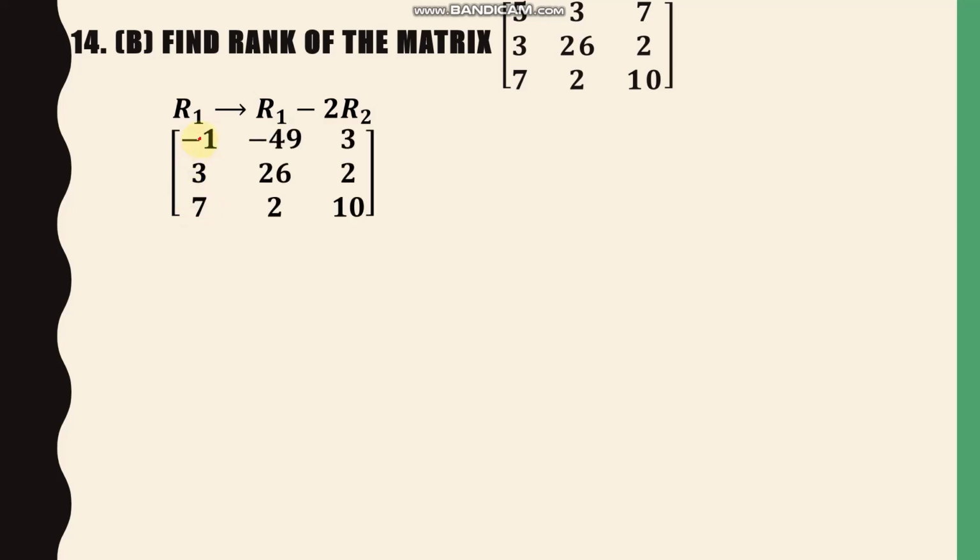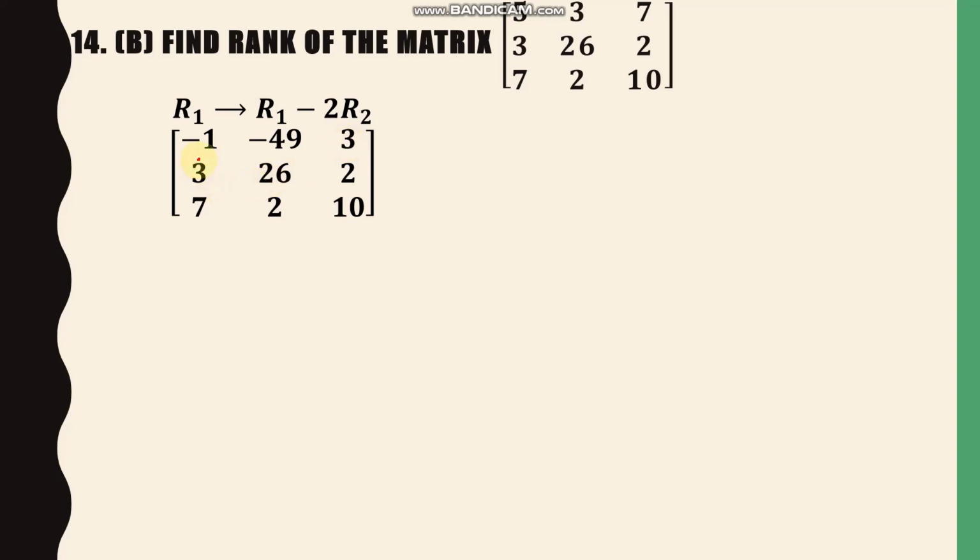So we can find out the rank by using the echelon form. So we'll reduce this matrix to upper triangular, into an echelon form. Okay, so firstly we have to make 1 or minus 1 here. So we'll apply the transformation R1 goes to R1 minus 2 times R2. Okay, it will make minus 1 here. Rest you can see 3 minus 2 times 26 will give me minus 49 here. 7 minus 2 times 2 will give me 3 here.